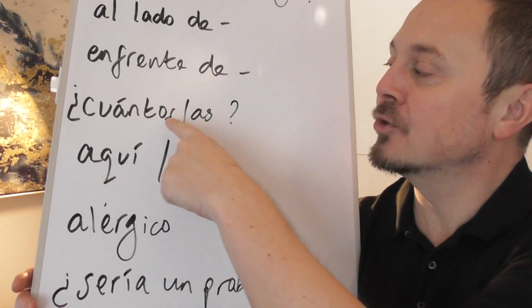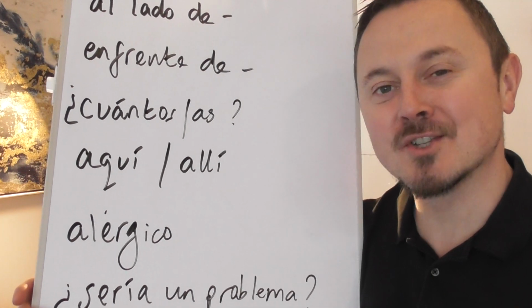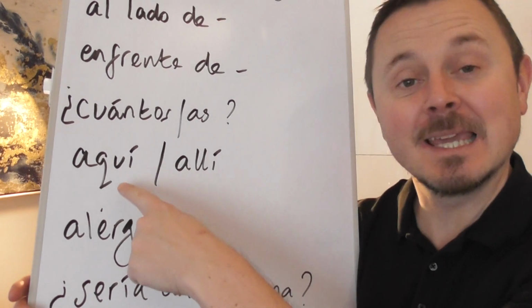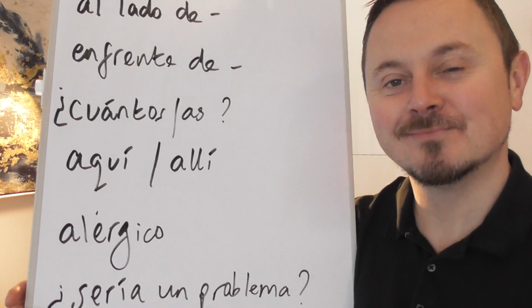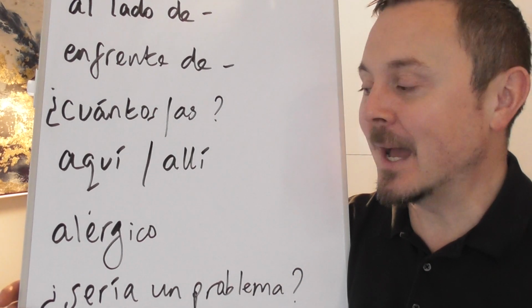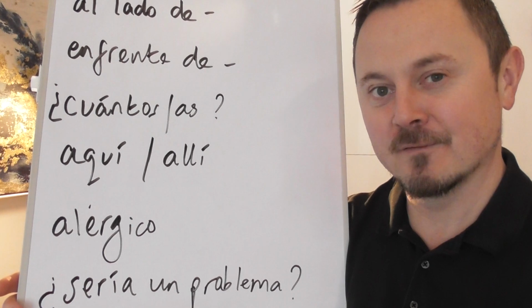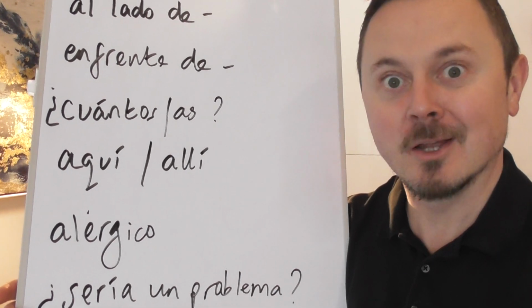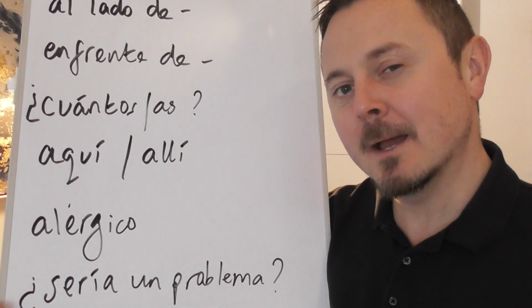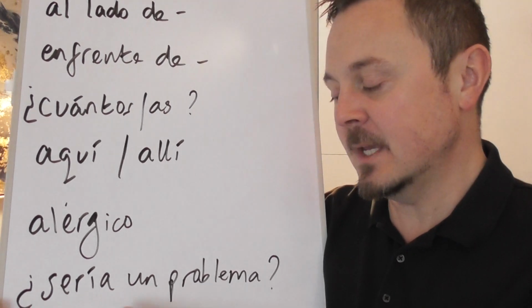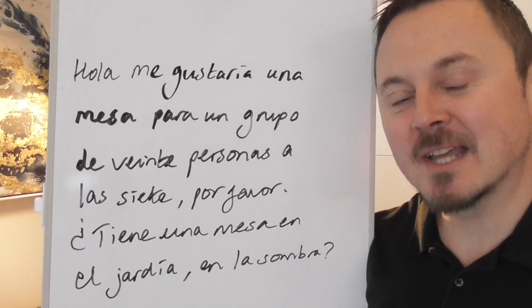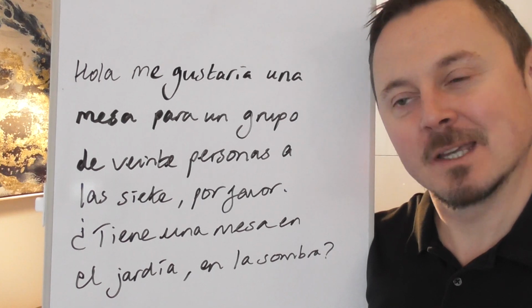Okay, and what about cuántos or cuántas, which we saw right at the start of the lesson? How many or how much? Aquí, allí. Here, there. Alérgico, which we saw just now for the first time. Allergic. And sería un problema? Would it be a problem? Okay, and last one, have a read through this text and just translate it out loud for me.